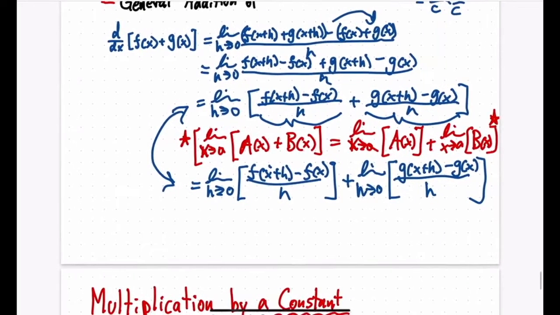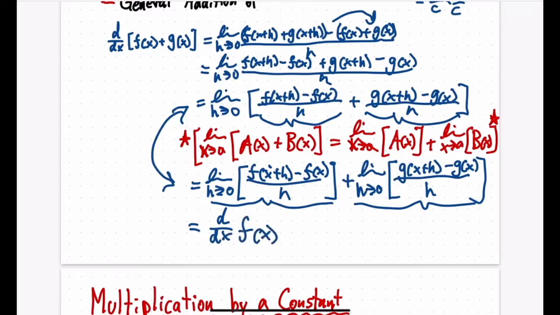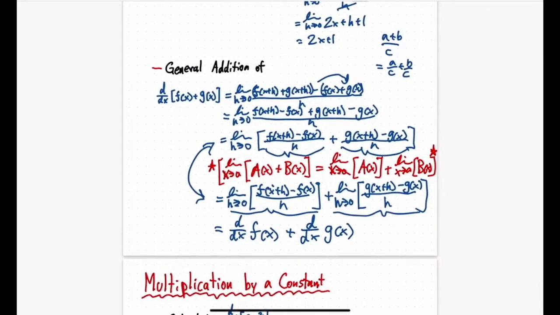And now we can finish it off by saying, well, this looks mighty familiar, and so does this. We know these just equal the derivative of f of x and the derivative of g of x. So, after all that, the important information is, when you have the addition of two functions, trying to find the derivative of that is the same as saying the addition of the two derivatives.